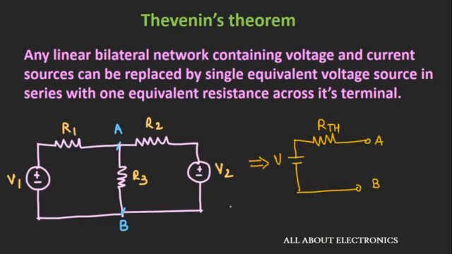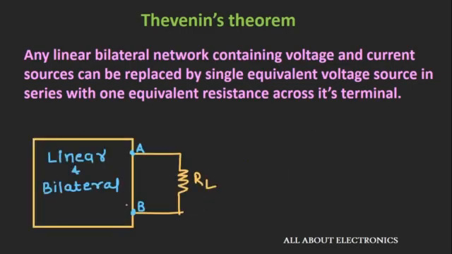So if we apply Thevenin's theorem in this circuit, then we can replace the entire circuit by an equivalent voltage source in series with an equivalent resistance across these two terminals AB. So in general, if you have any linear bilateral network, then you can replace that network by an equivalent voltage source in series with an equivalent resistance across its two terminals.